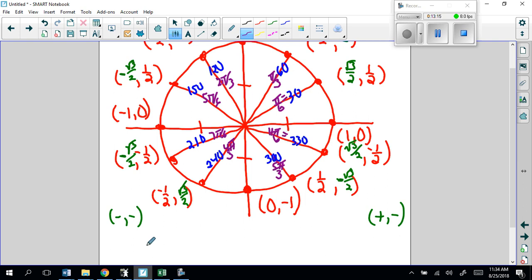So, quick question, sine 210. Don't think, just look right there. It's the y value.